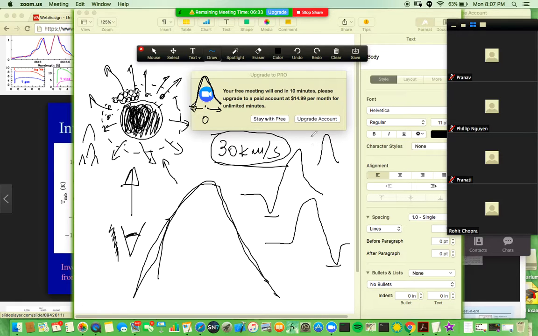final result? So you do one where the shell is not moving. The second one, the shell expands, and the third one, the shell is falling towards the star. There's a lot of astrophysics here, by the way.